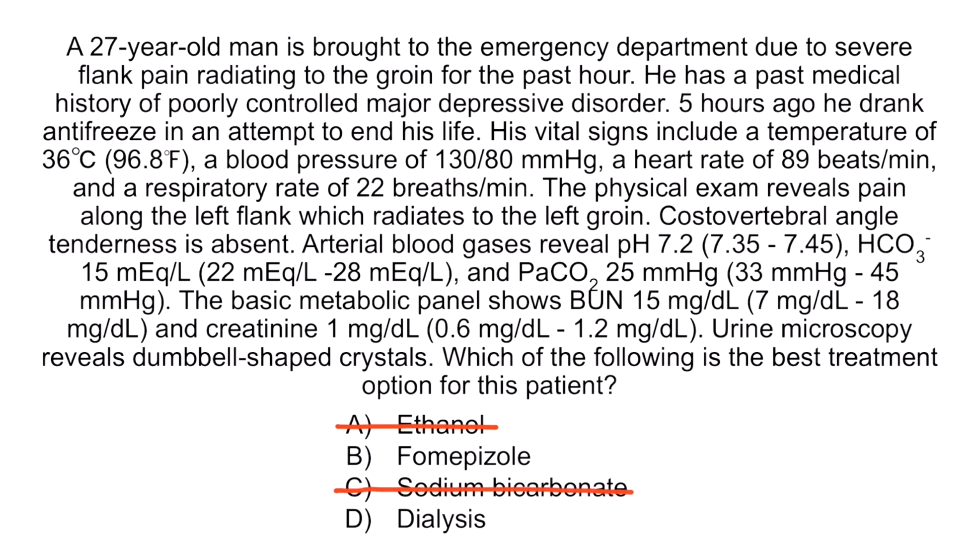Option C is incorrect because although this patient has acidemia with a pH of 7.2, sodium bicarbonate is usually not administered unless the pH is less than 6.9. Finally, option D is incorrect because although ethylene glycol causes nephrolithiasis and metabolic acidosis, dialysis is not indicated unless acidosis is severe or there are signs of acute kidney injury. This patient has compensated metabolic acidosis and his BUN and creatinine are normal, suggesting intact kidney function. And that concludes our lecture on methanol and ethylene glycol poisoning.